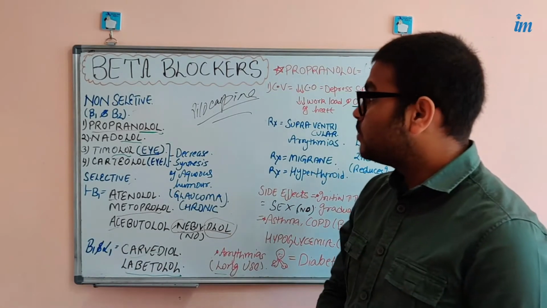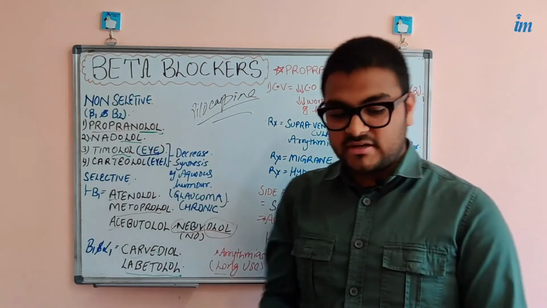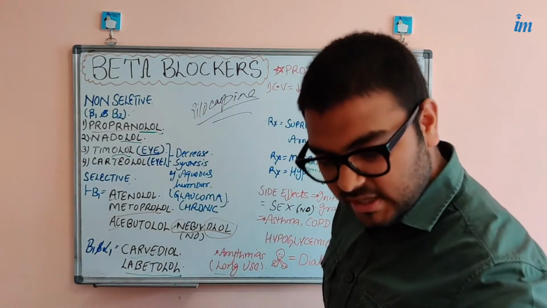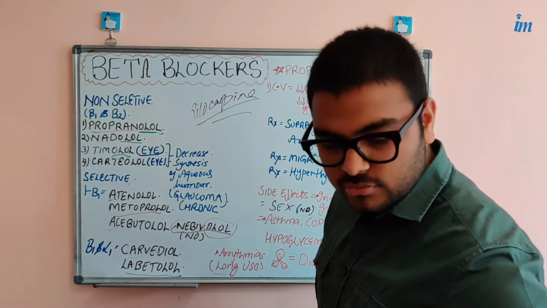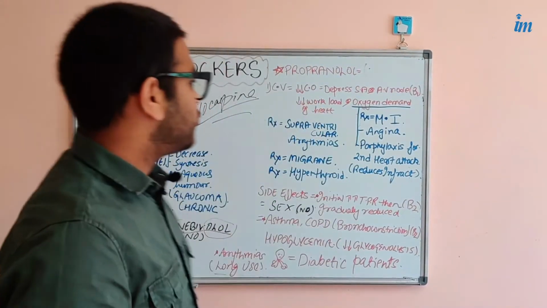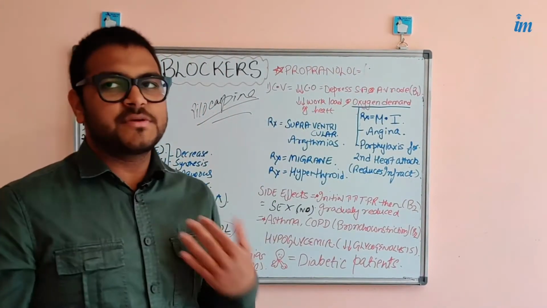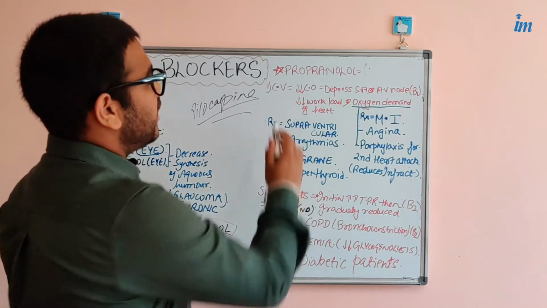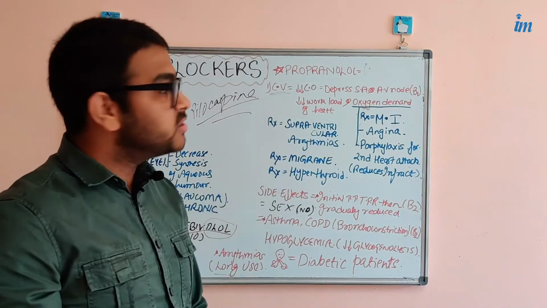Okay, now we'll study about propranolol, that is a non-selective beta blocker, blocking both beta 1 and beta 2 receptors. So let us study about propranolol. Obviously, beta 1 receptors are on the heart. So what is the cardiovascular application of propranolol?